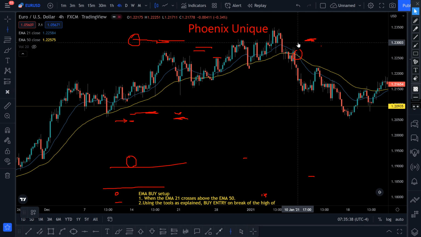Okay, this is the next crossover. So your stop loss will be on the break of this low here. So this is where you actually do what? Be out. This is where you'll be out.